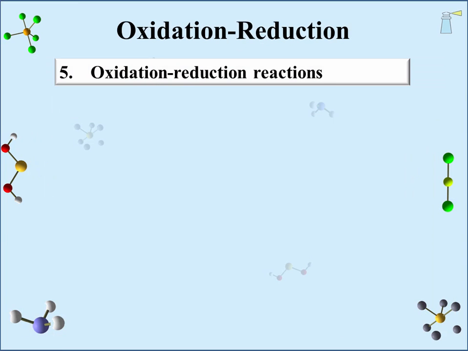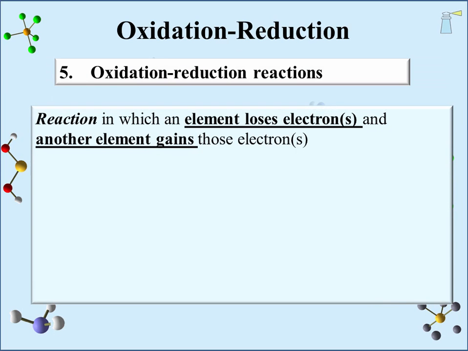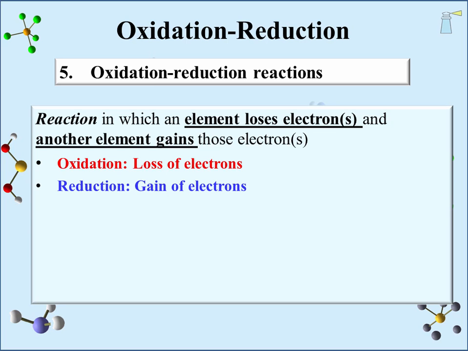The last of the reaction types covered in this lecture is the Oxidation-Reduction Reactions. These reactions are one in which an element loses an electron or electrons, and another element gains those electron or electrons. Important terminology includes oxidation. That is the part of the reaction dealing with the loss of the electron. And then there is reduction. It is the part of the reaction that deals with the gain of electrons. There is sometimes confusion with the pairing of the terms reduction and gain.